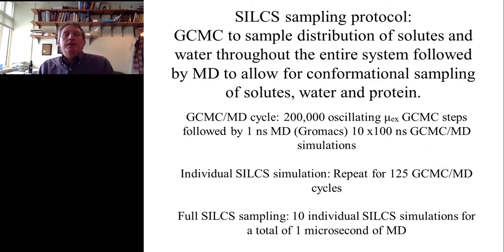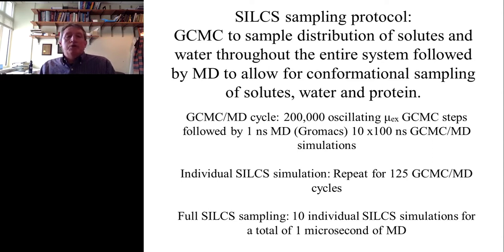So what we end up doing now is using the GCMC methodology to sample the distribution of solutes in water throughout the entire simulation system. And then we follow that with our molecular dynamic simulations that allows for conformational sampling of the solutes in and around the protein, as well as for the conformational sampling of the protein itself. And this is important because remember, as we talked about earlier, we want to see how the protein can open to allow for understanding how the protein can change its structure to use that in drug design and so on.